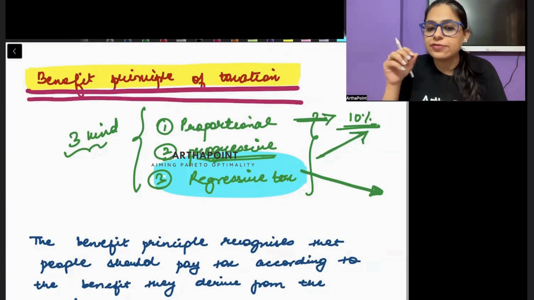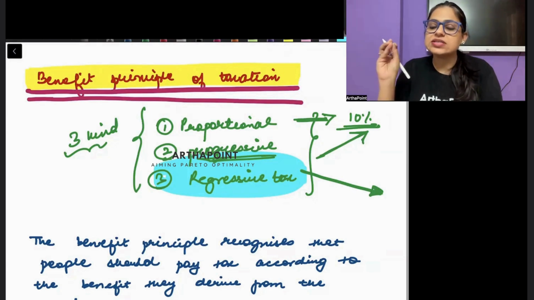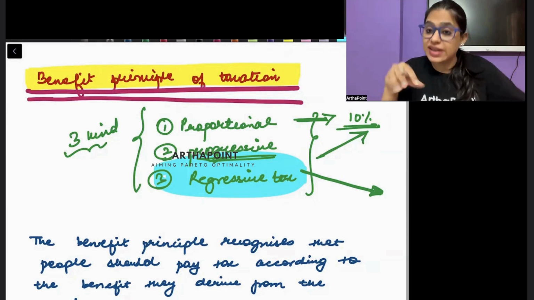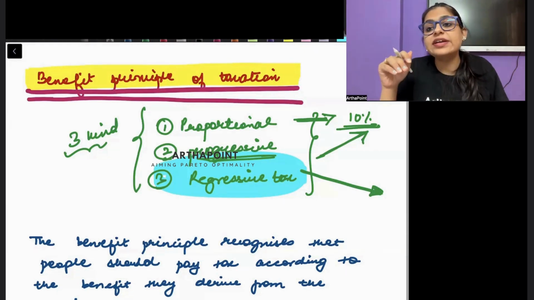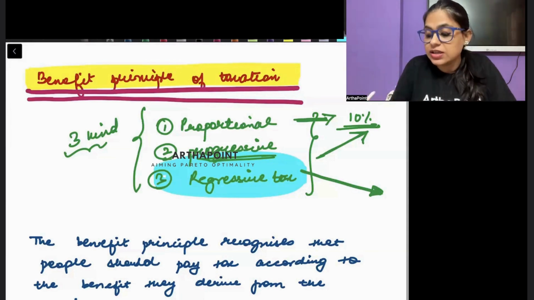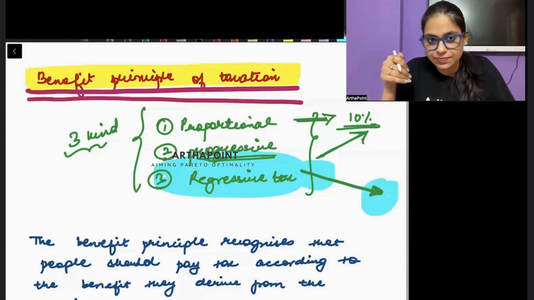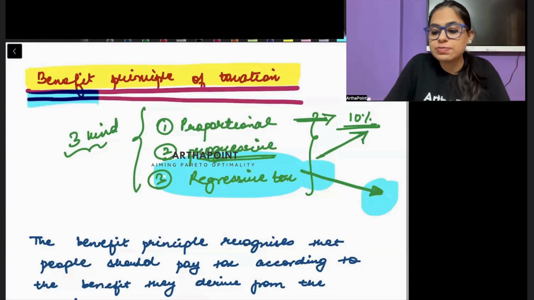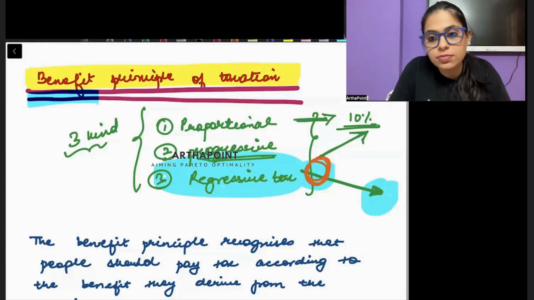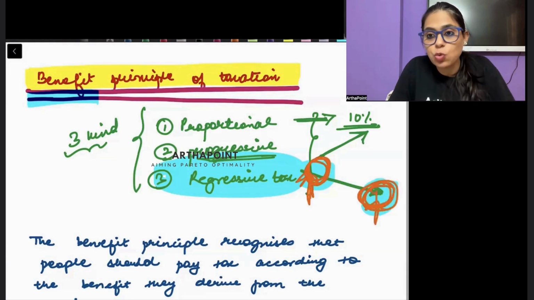So the benefit principle of taxation says that each individual should be taxed according to the benefit that they derive. And what we see is that it is the rich people who derive less benefit from the public good, and more benefit from the private good. So because they get less benefit from the public good, they should be paying less tax. And a poor person derives more benefit from the public good, so he should be paying more tax. So it means higher tax from the person who is poor and less tax from the person who has more income, right?